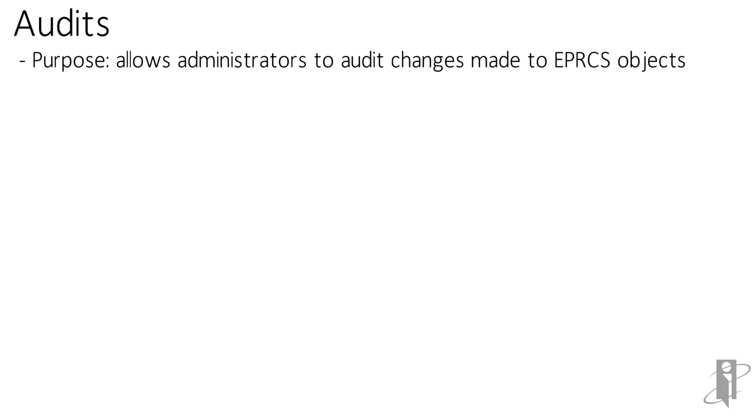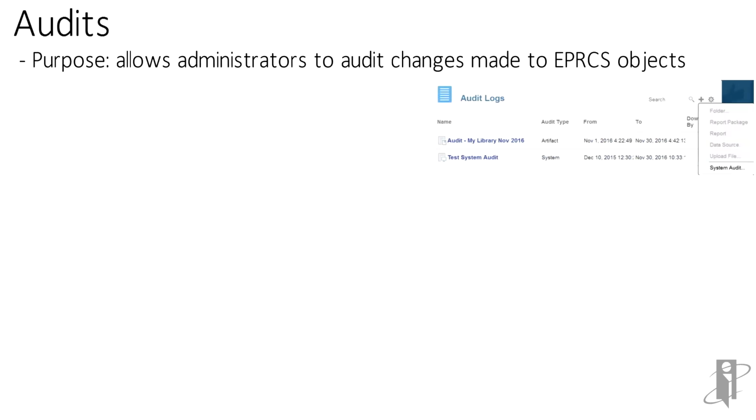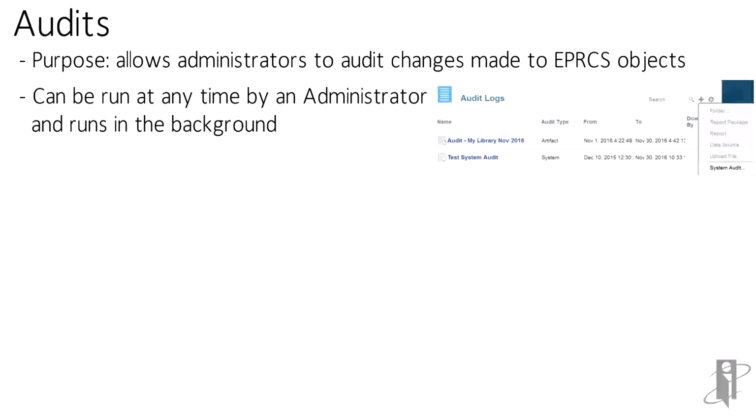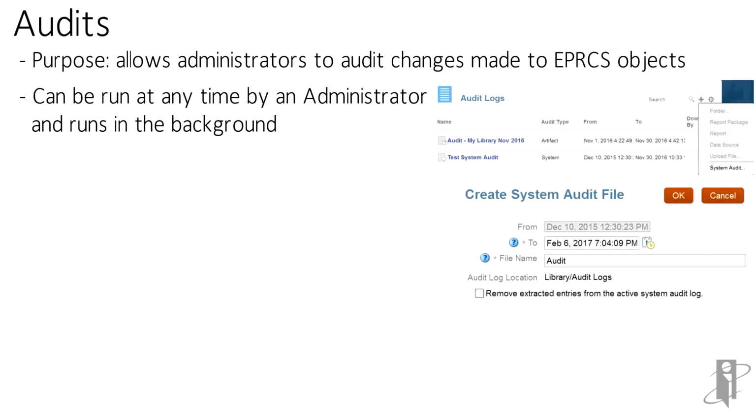The final awesome feature that I'll cover in this video is the auditing capability within EPRCS, and just as it's described, this allows administrators to audit changes made to EPRCS objects. Audits can be run at any time, and they run in the background. The administrator will get notified once they're done. There are two types of audits that can occur.